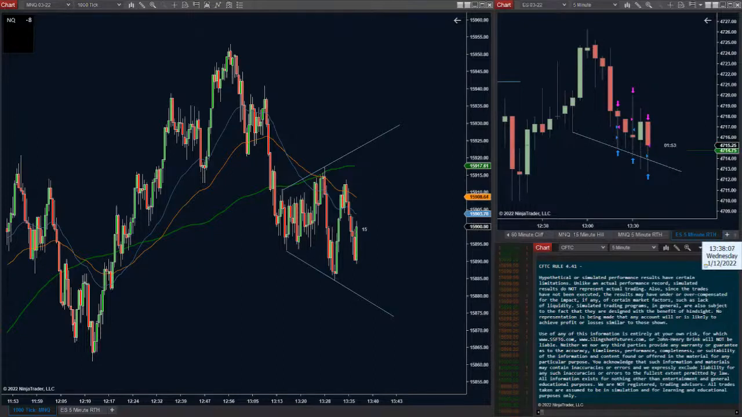Nice little bounce there, but I don't know that there's going to be many more opportunities here. Minute and a half left. It's going to have to go sooner than later if the bulls are going to sweep it.